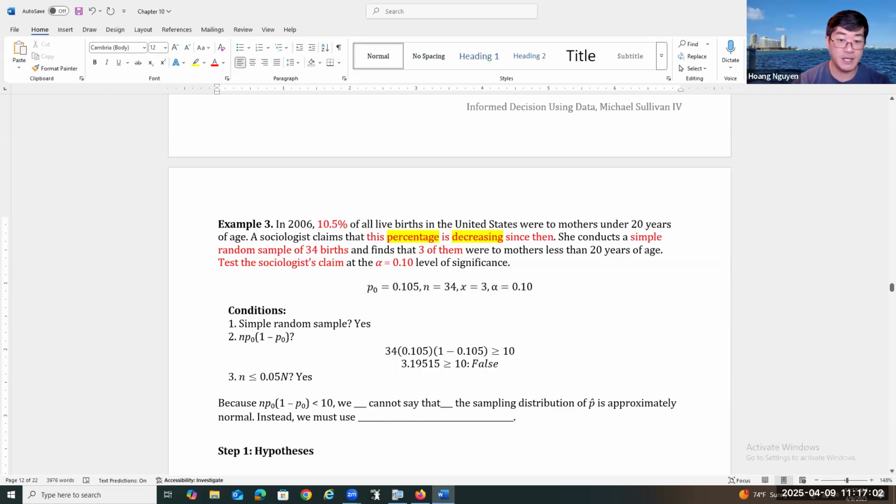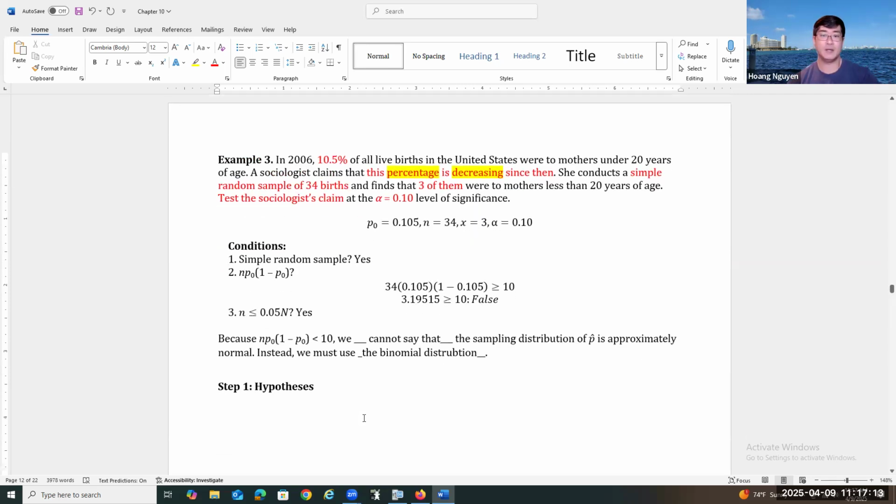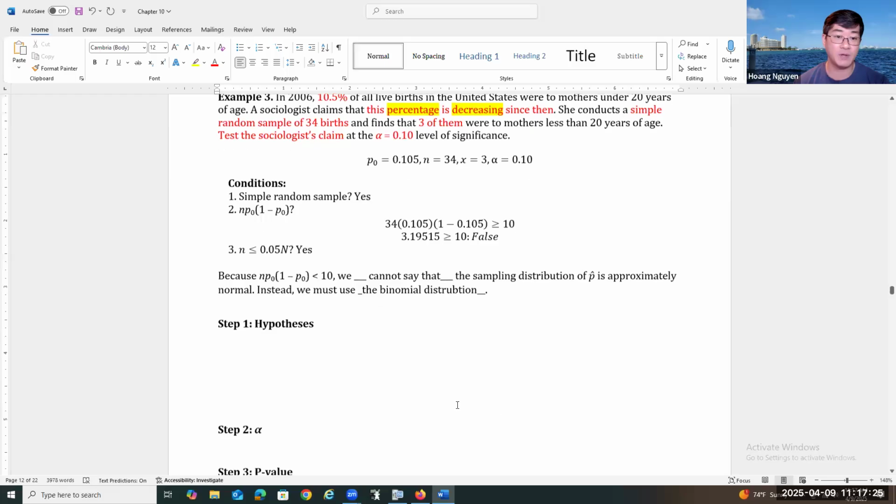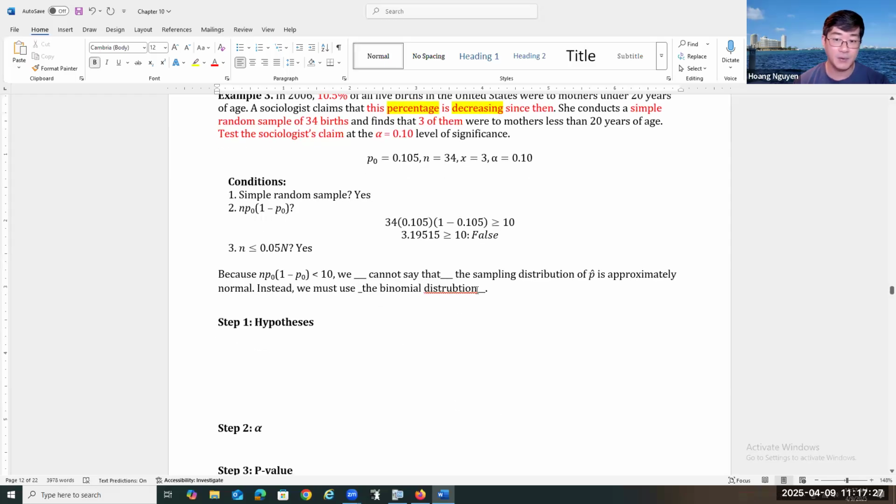Instead, we must use the binomial distribution. So we just checked the conditions, and the second condition is not good. That's why you cannot use the normal distribution to calculate the p-value. You have to use the binomial distribution to calculate the p-value then. Okay, so that's step number 0, check the conditions.